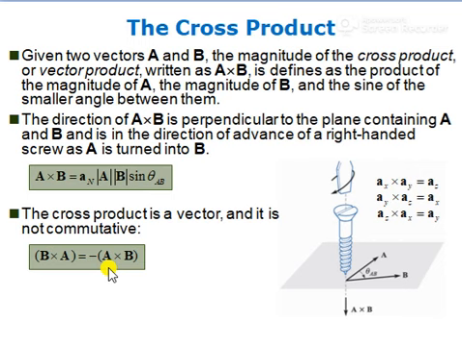The fourth one is that it is distributive. That is, a cross into bracket b plus c is equal to a cross b plus a cross c. Whenever two vectors are parallel, the angle between them is 0. Theta is 0, and sine of 0 is 0. So whenever two vectors are parallel, the value of their cross product is 0.